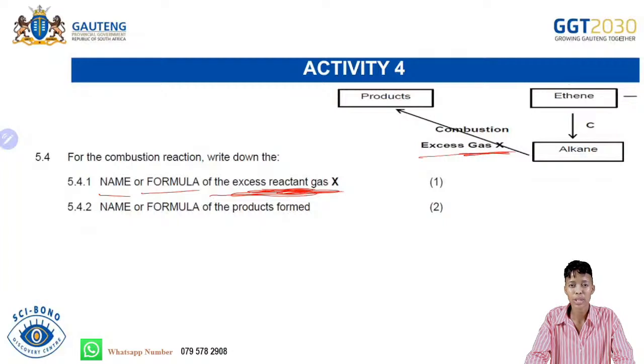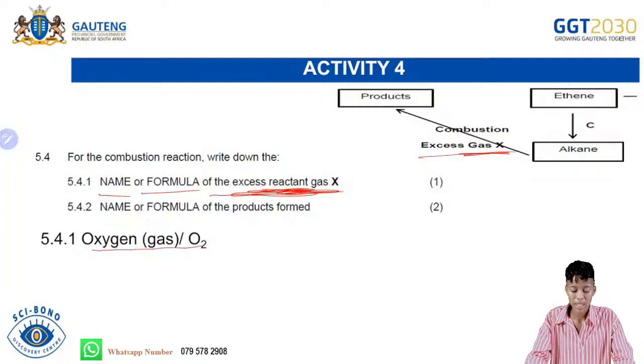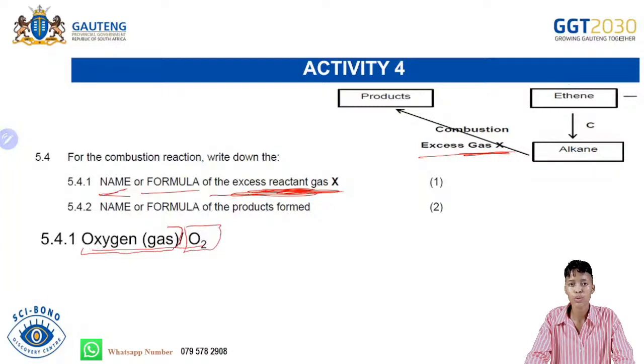On the left hand side is your reactant, and then as your products, your constants will be CO2, H2O, and your energy as well. So your reactant will be called oxygen gas, or your O2. Because they said the name or the formula, the name is oxygen gas, or the formula, you could have written O2.